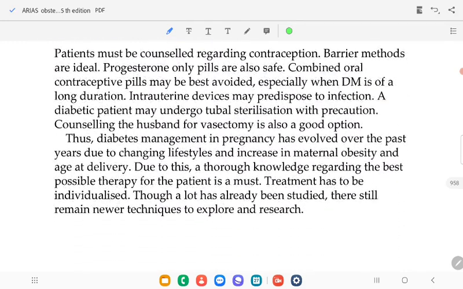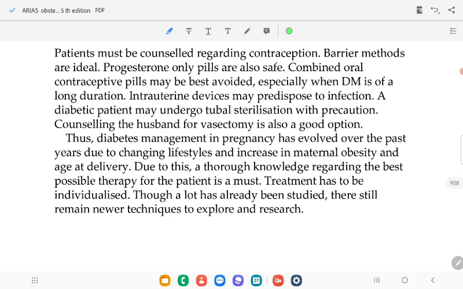Regarding contraception, the patient should be counseled. The barrier method is an ideal method. Progesterone-only pills are also safe. Combined oral contraceptive pills may be best avoided, especially in pre-gestational diabetes and chronic long-duration diabetes. An intrauterine device may produce infection. A diabetic patient may undergo tubal sterilization with precautions. Counseling the husband for vasectomy is also a good option.